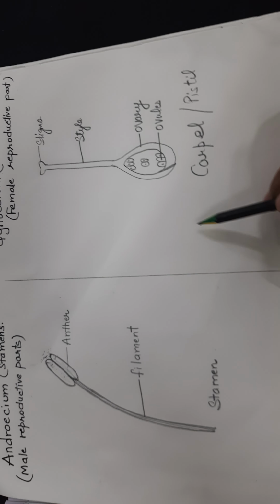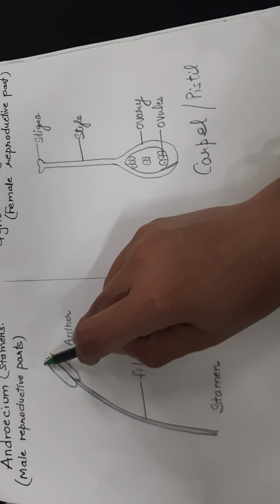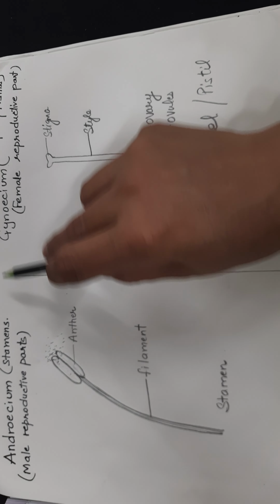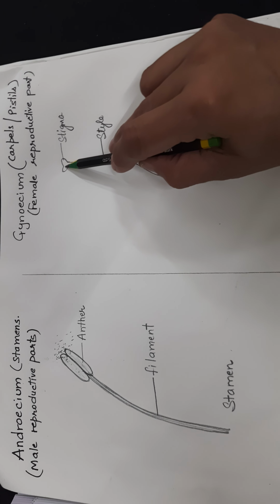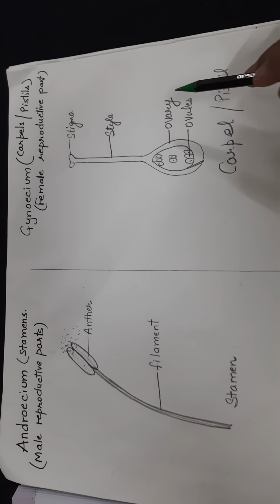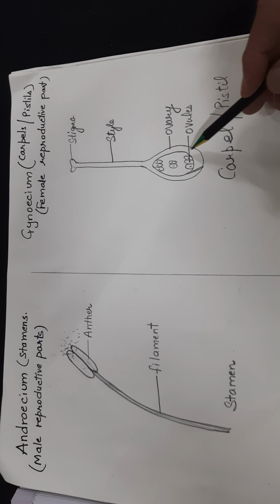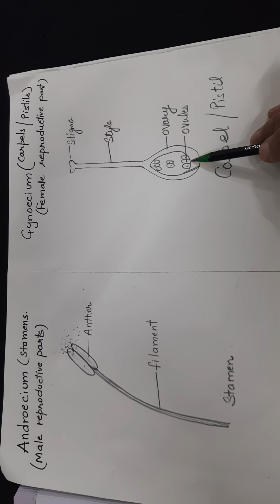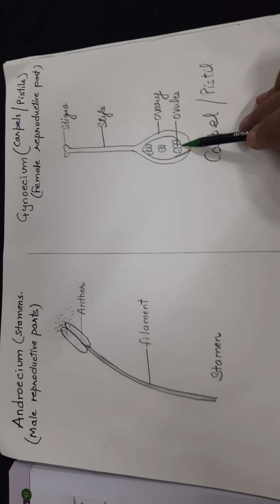In the flower, when the pollen grains are transferred from the anther to the stigma, pollination occurs, and after that the pollen grows a pollen tube and goes to the ovule. Fertilization occurs, and this is how flower reproduction occurs.